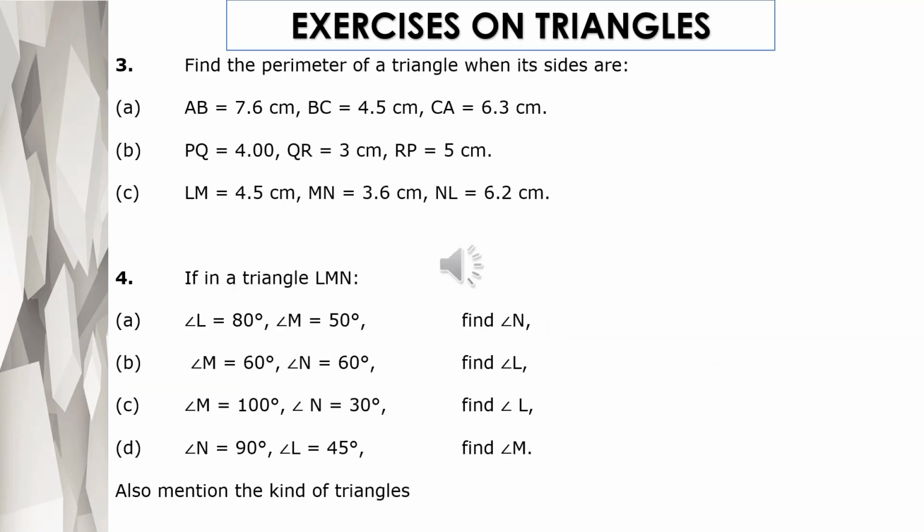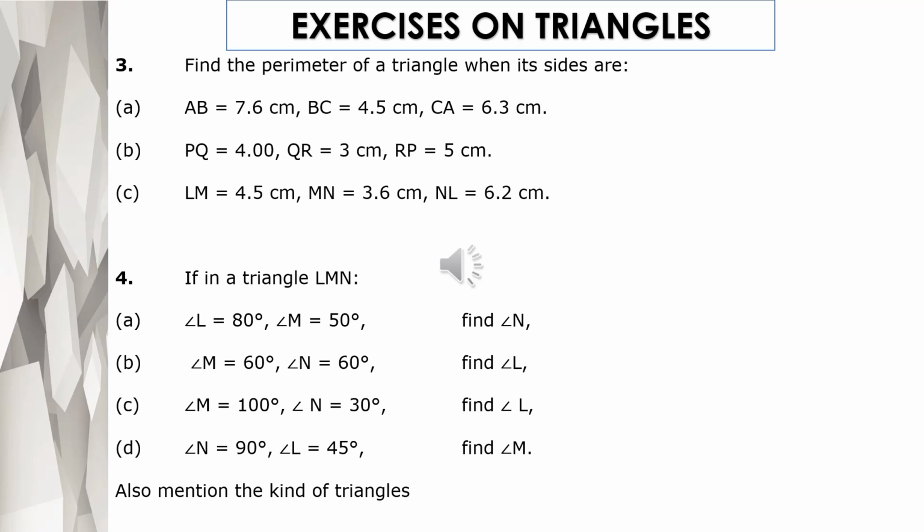I have a few more questions for you. Okay? So number 3, you have to find perimeters of triangles. You remember what is perimeter? Perimeter is the sum of all 3 sides. So there are 3 questions here. Just find out the perimeter of these 3 questions.